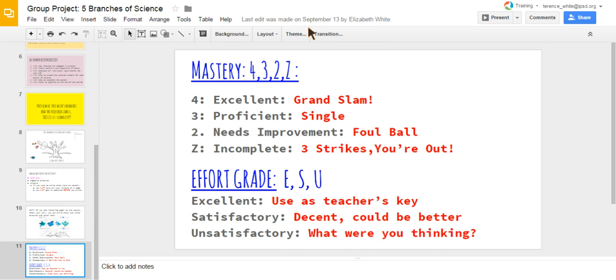So basically, I grade everything on a 4-3-2-Z method. 4 is excellent, 3 proficient, 2 needs improvement, and Z is incomplete. And I give effort grades. The effort grades really go to their report card at the end of the quarter. I do E, S, and U: excellent, satisfactory, unsatisfactory. So that's day 2 and 3.